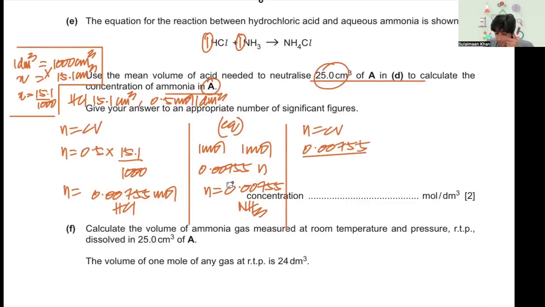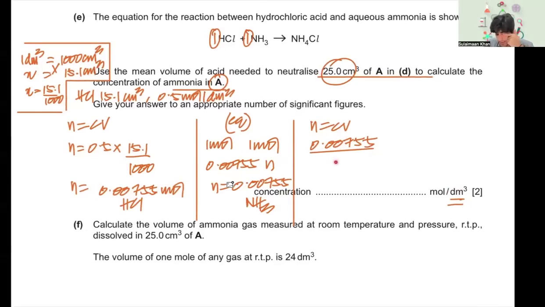But realize the volume is in cm cube, and the answer that the examiner wants is in dm cube. If the answer that he wanted was in cm cube, then you would just divide it by 25, but he wants it in dm cube. So convert this cm cube into dm cube, divide by 1,000. So once you divide by 1,000, what do you get? 0.302. Sure? 0.302. Can somebody confirm, please?